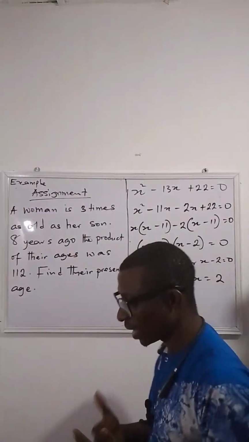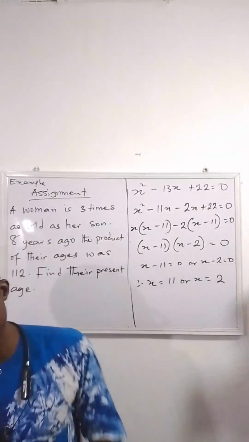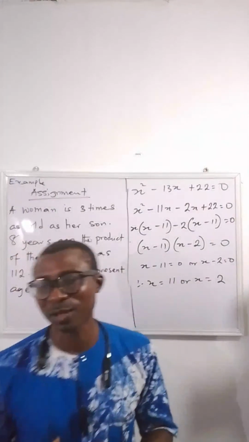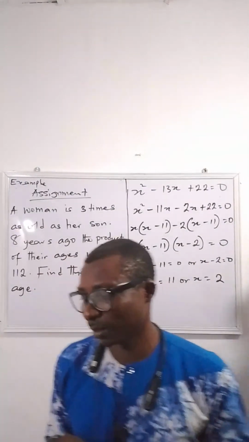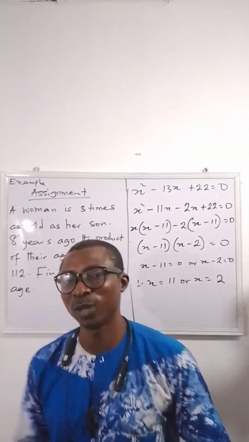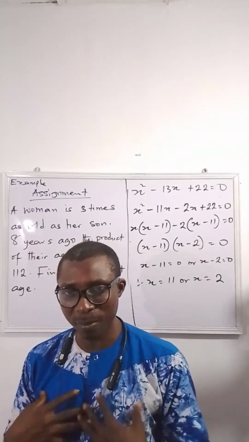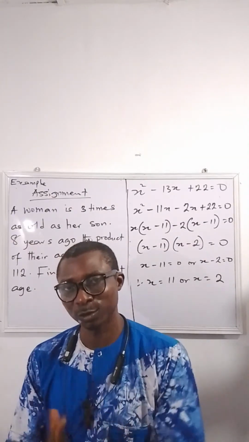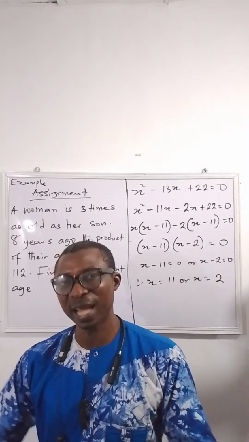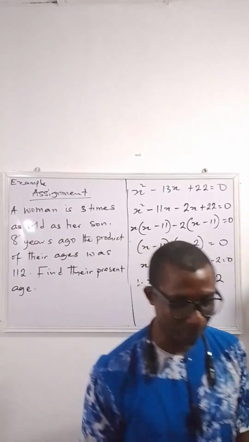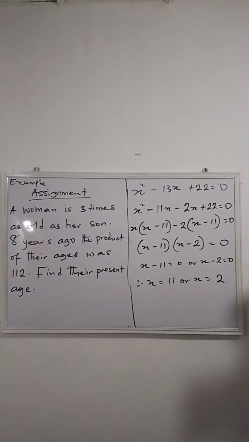So if I say I am 3 times as old as Shola, I'm 3 times as old as Shola. If Shola is 12 years old, how old am I? Yes, I want you to drop the answer. I am 3 times as old as Shola. If Shola is 12 years old, how old am I? Yes. So what age? What's my age?